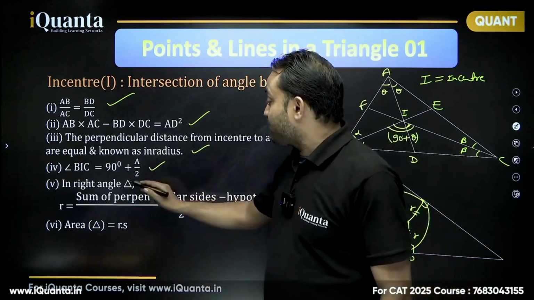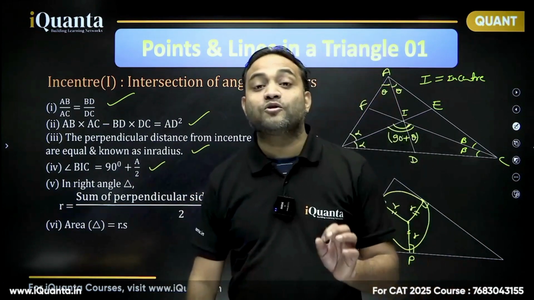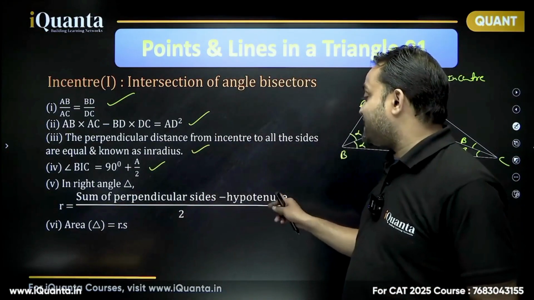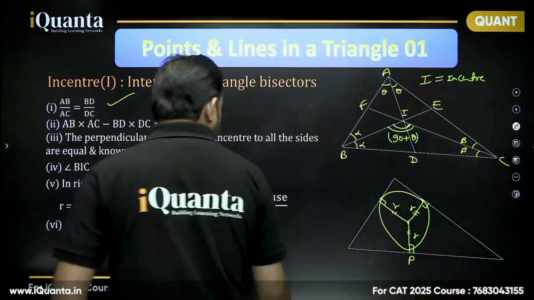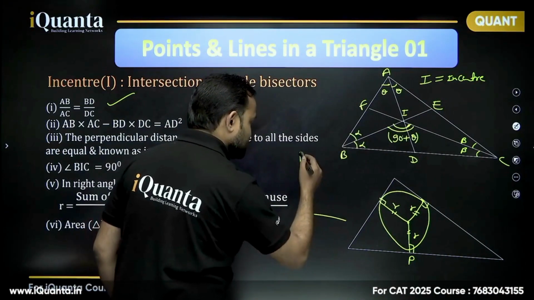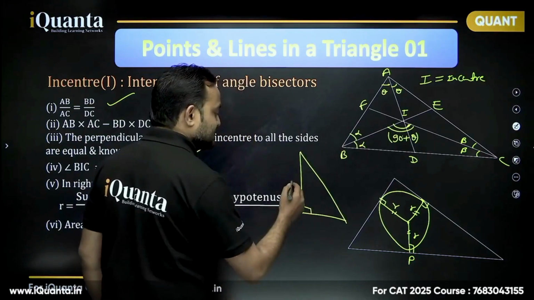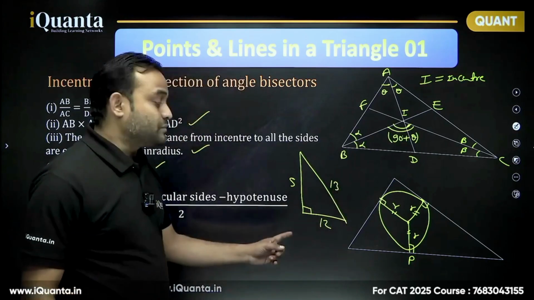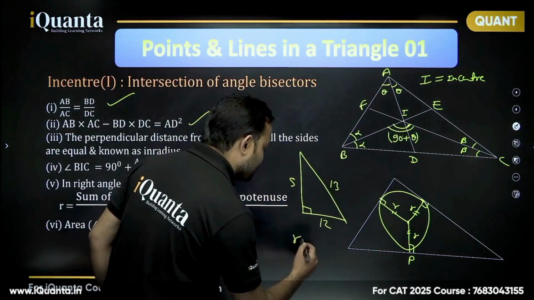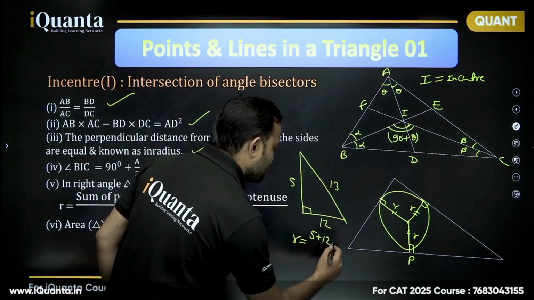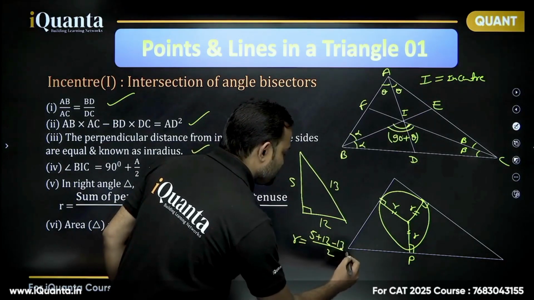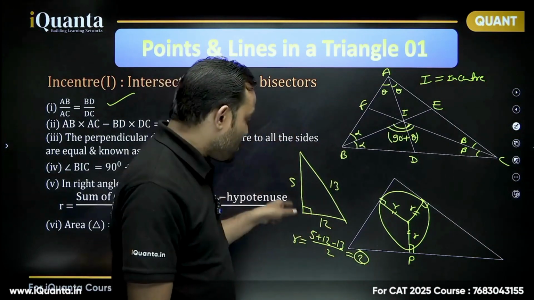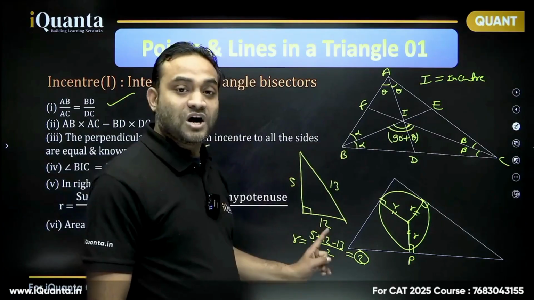Then comes the fifth point, which says in right angle triangle, how do you find length of inradius? This is nothing but sum of perpendicular sides minus hypotenuse divided by 2. So let's say if we have a right angle triangle, something like this. Okay, let's say this is 5, this is 12 and this is 13. Then what will be inradius of this triangle? We can say this will be 5 plus 12 minus 13 by 2. So 17 minus 13 is 4, by 2 is 2. The length of inradius of this triangle will be 2. This is how you can find.